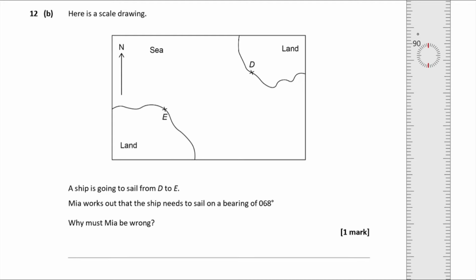Question 12b. Here is a scale drawing. A ship is going to sail from D to E. Maya works out the ship needs to sail on a bearing of 068. Why must Maya be wrong?